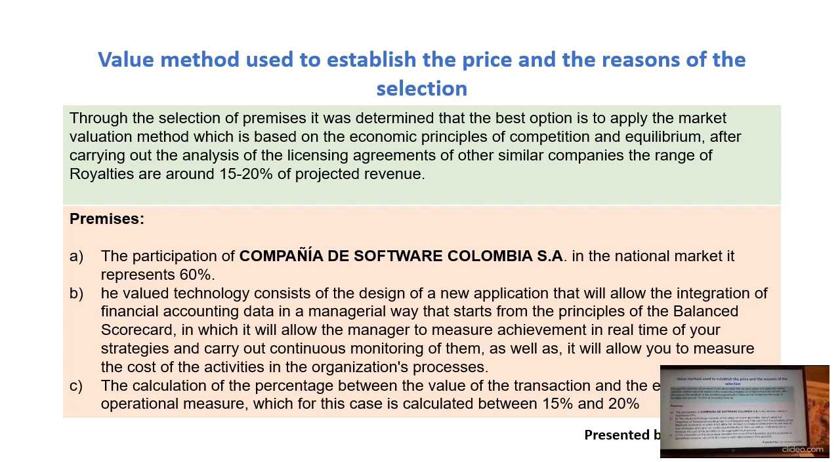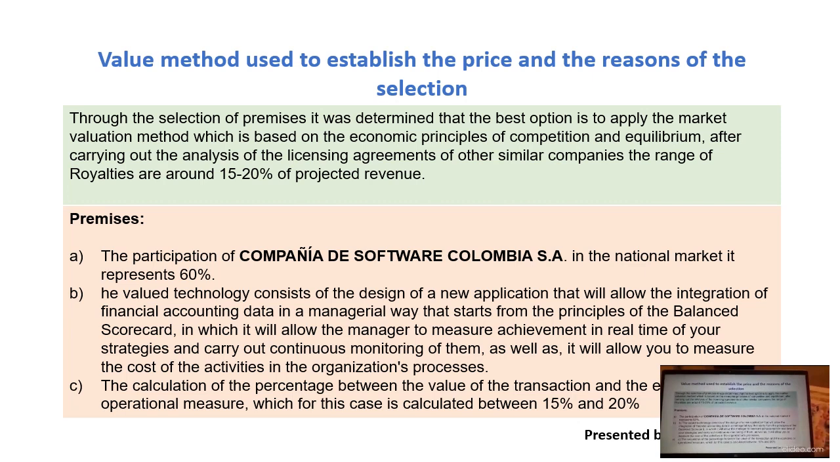The calculation of the percentage between the value of the transaction and the economic and operational measure, which for this case is calculated between 15 and 20%. Thank you.